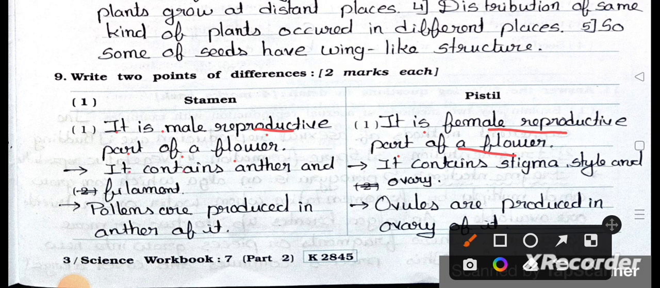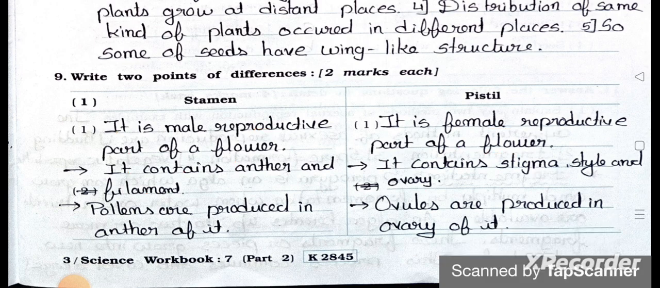Second point, stamen contains anther and filament, and pistil contains stigma, style and ovary. And in stamen, pollen are produced in the anther, and in pistil, ovules are produced in the ovary. Now see the next page.